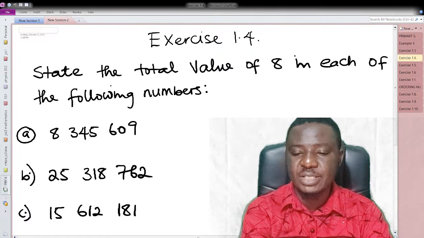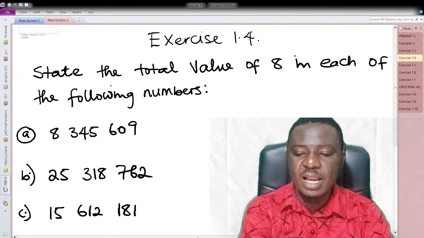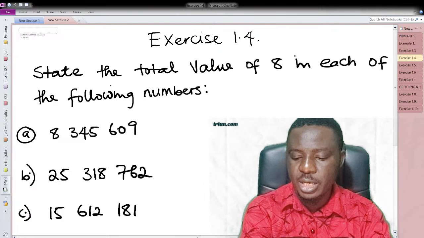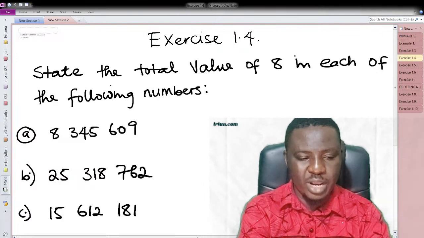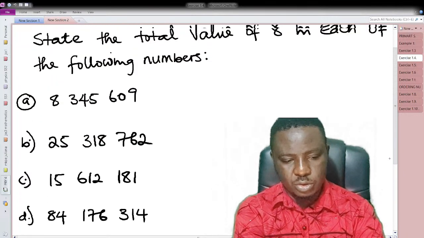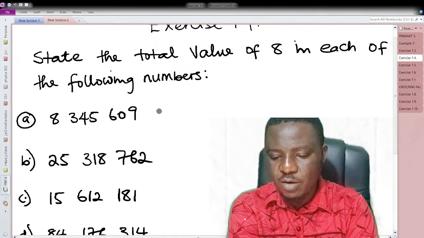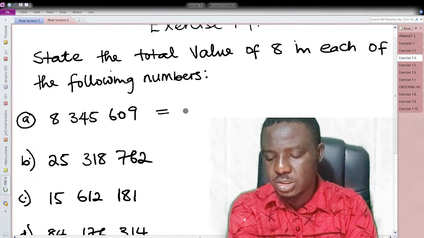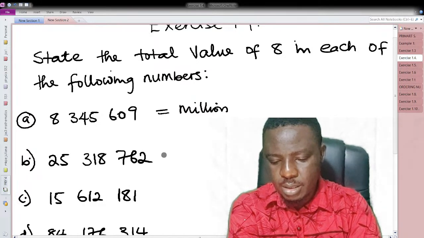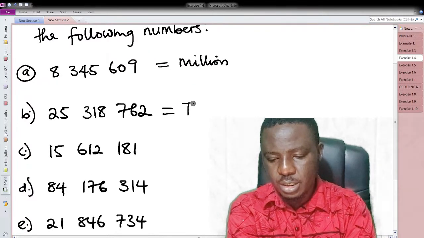So we shall look at exercise 1.4. In exercise 1.4, we are asked to state the value of 8 in each of the following numbers. This is exactly what we have done in the previous class, and I just gave you the assignment. The place value for 8 in A is said to be the million. The place value for 8 in B is said to be the thousand.